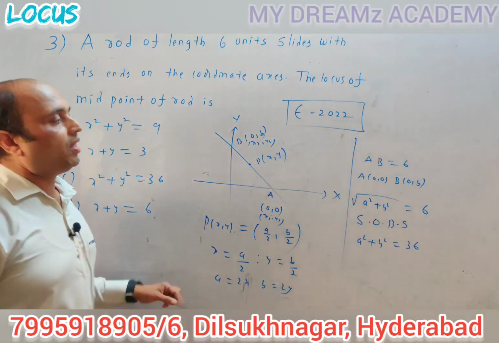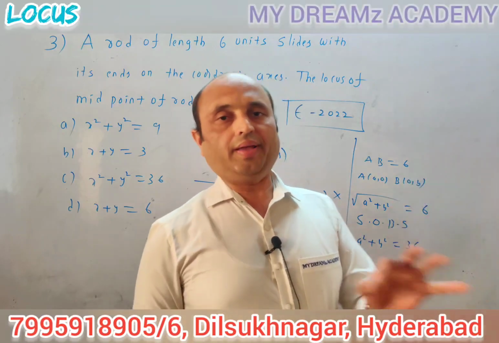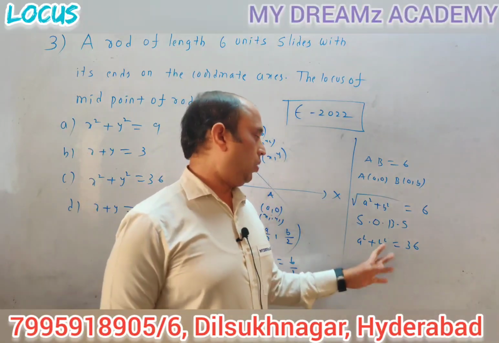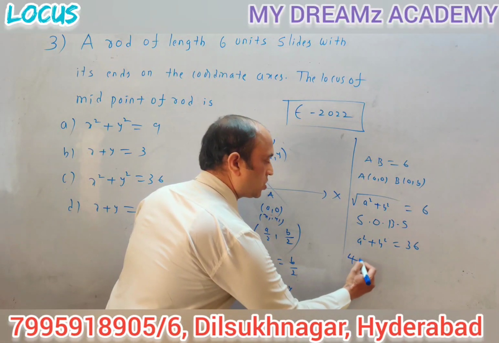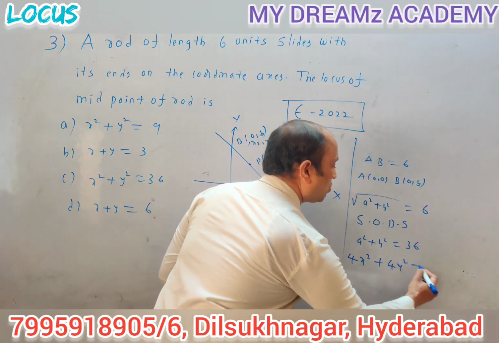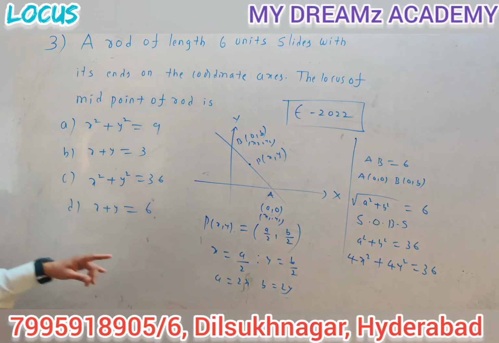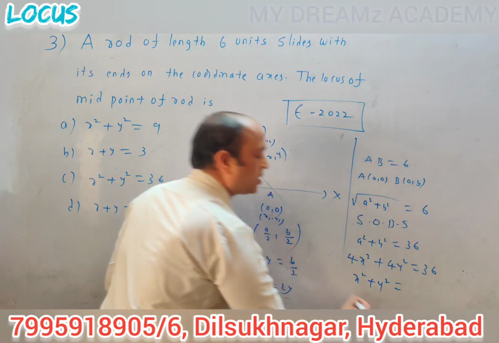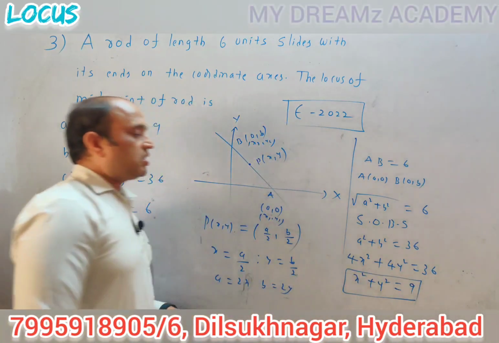Here we want to find the locus of P. Locus of P means an equation in terms of x and y, since every locus represents one particular equation. We already know that a equals 2x, so a square is 4x square, and b is 2y, so b square is 4y square, equal to 36. So 4x square plus 4y square is equal to 36. Take 4 common and send it to the other side: x square plus y square is equal to 36 by 4, that is 9. So this is the locus.